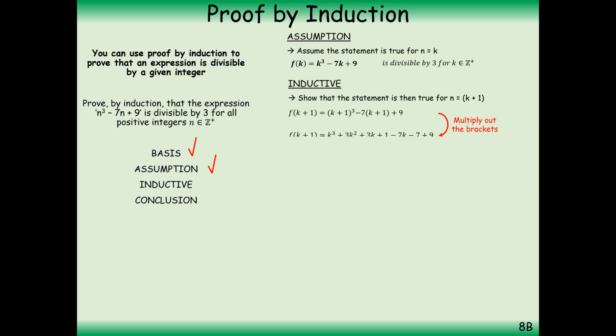So when we expand the bracket, we had these four terms, and now we are collecting like terms. This 3k minus 7k gives us negative 4k, and 9 and 1 make 10. 10 minus 7 is a 3. So the neater and simplified version is this bold writing. So that's our definition of f of k plus 1.